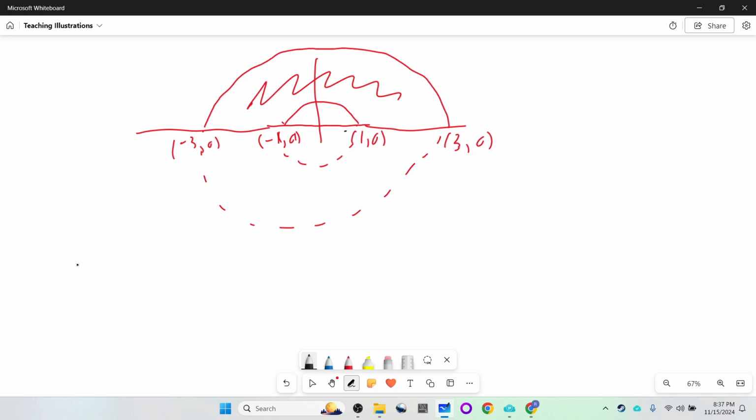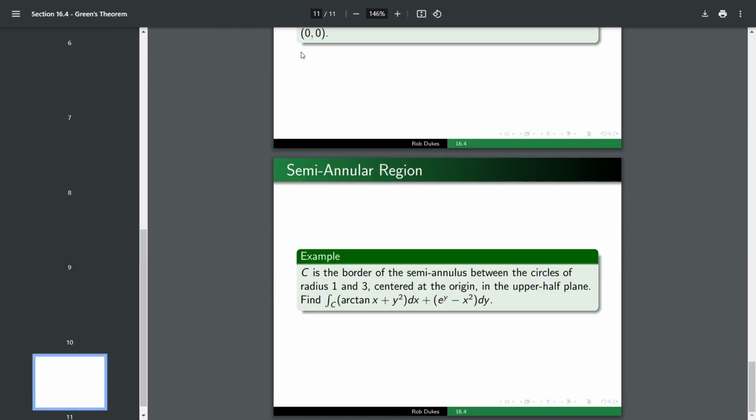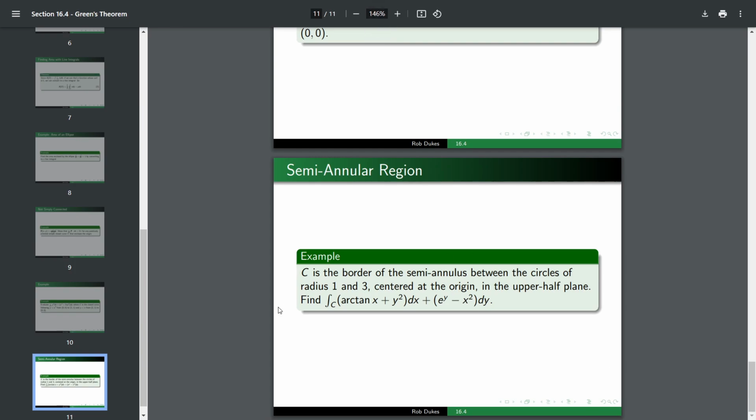We'll take the closed line integral of arctan x plus y squared dx plus e to the y minus x squared dy. This whole thing is C. And if it's not said, always assume we're in the positive direction. It doesn't say positive here, but that's just assumed if it doesn't say.